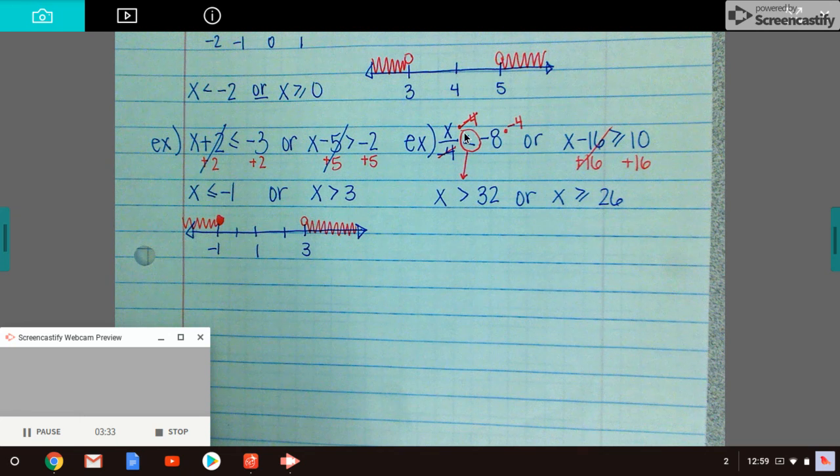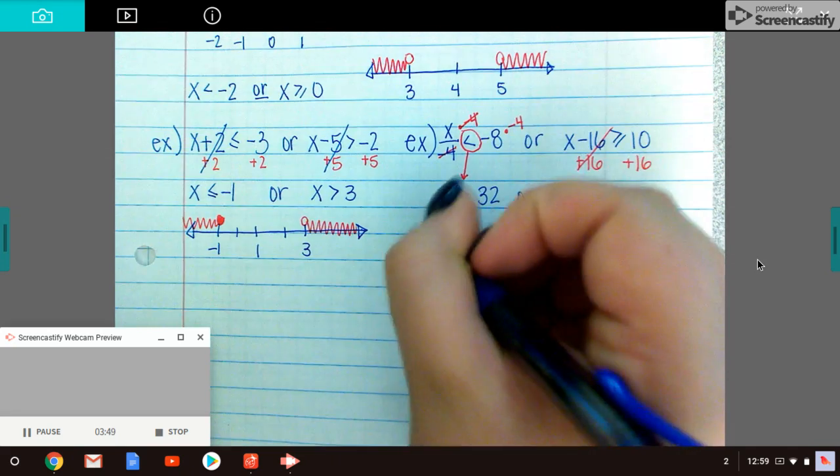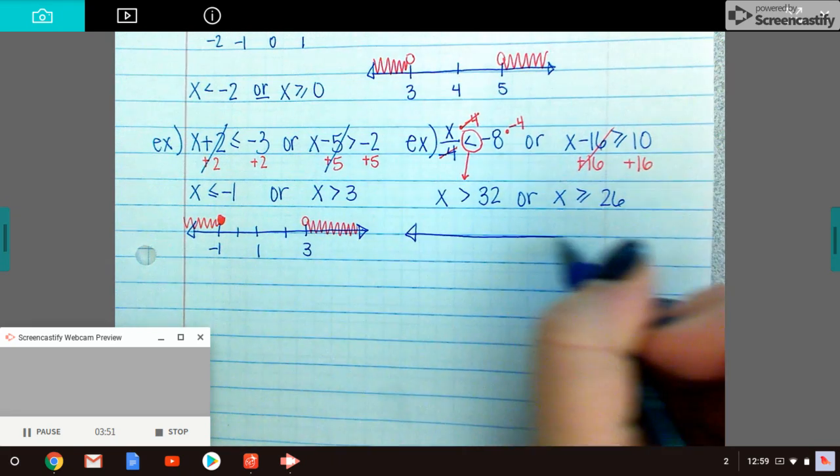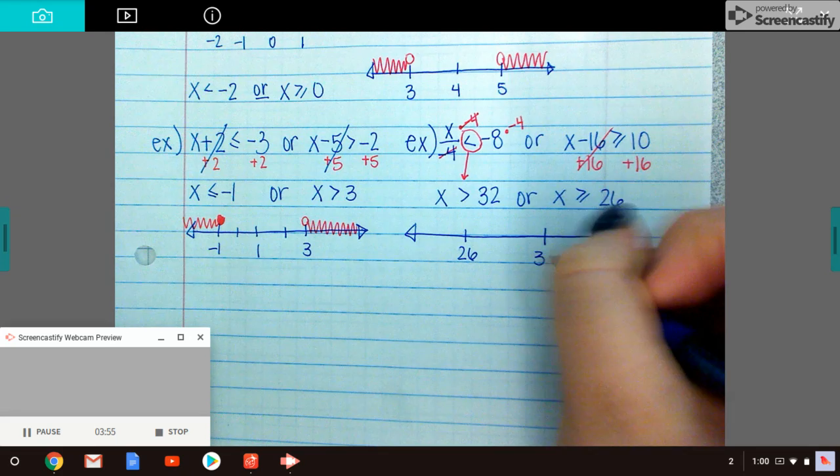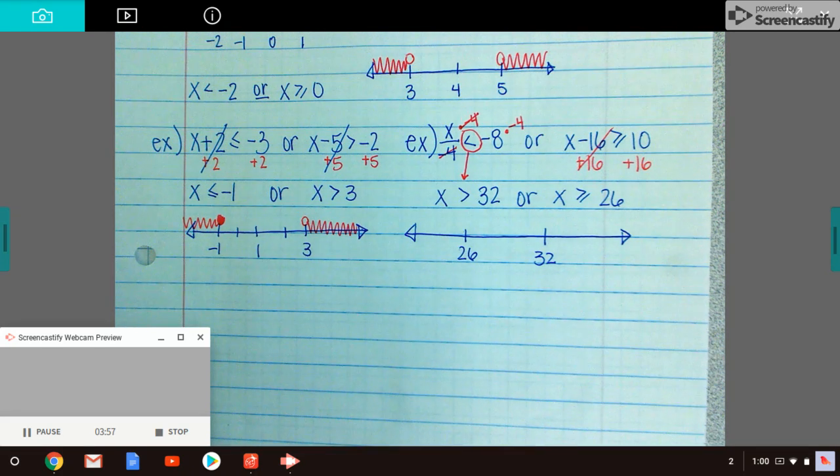So when I solved here, notice I took this -4 and I multiplied both sides by it. Because I multiplied by a negative here, I needed to flip my sign. So I have x is greater than 32. The other one was more straightforward. We just added 16 to both sides and got x is greater than or equal to 26. So in graphing these, I need to plot at least a 26 and a 32. And I'm just going to plot those two.